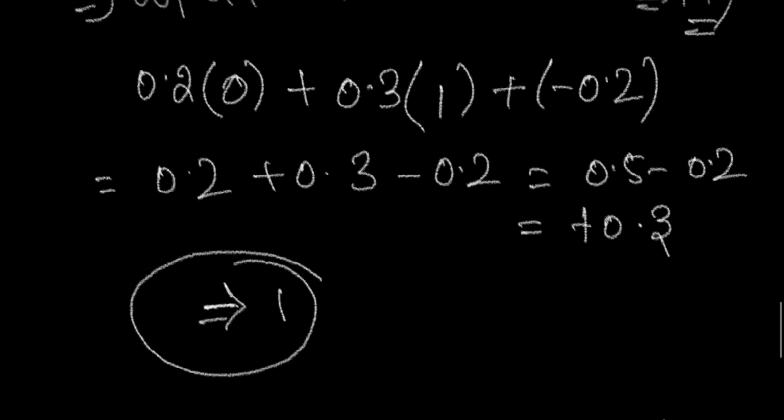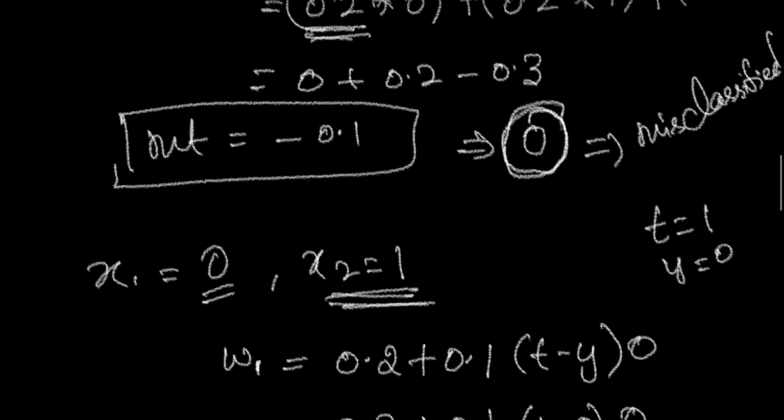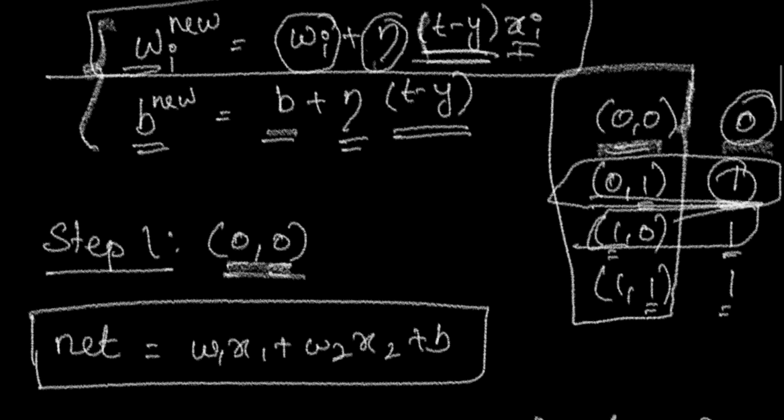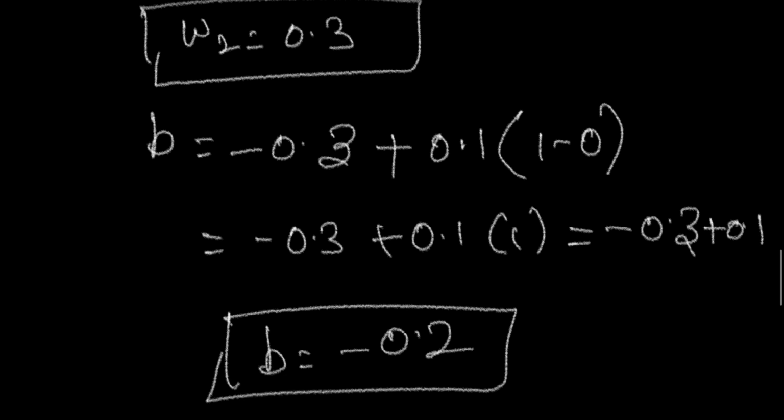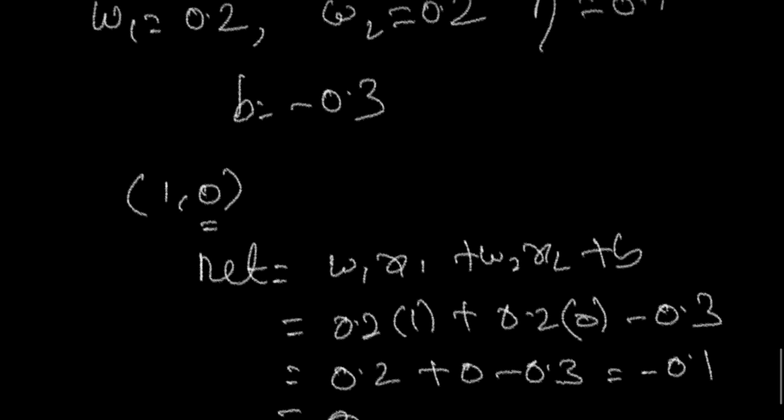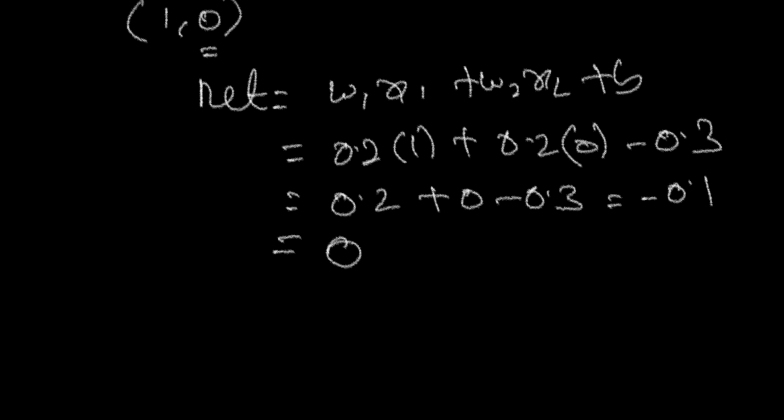So now we will check the truth table for 1 comma 0. For 1 comma 0, the truth value is 1, right? The result should be 1. But we have got the value as 0. The function of net gives us the value of 0. So in that case, it is also misclassified.